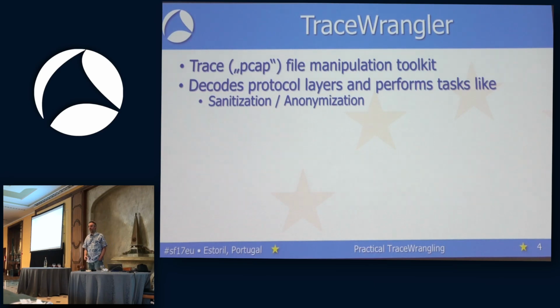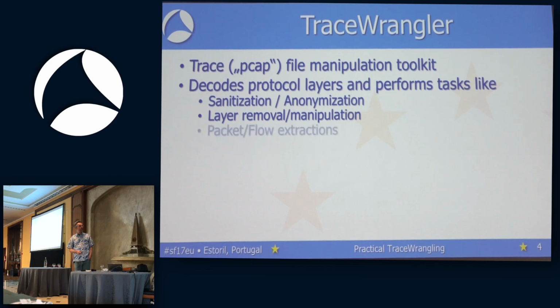Sanitization and anonymization is something I will skip over for now, unless somebody's really interested in it, then we can do something as well. But I'll do that at the end. Layer removal manipulation, I mentioned that before. There's a ton of things that you can remove or manipulate if you want to. And what I'm going to focus on just now is flow extraction and packet extraction. So how do I get stuff out of a lot of trace files?